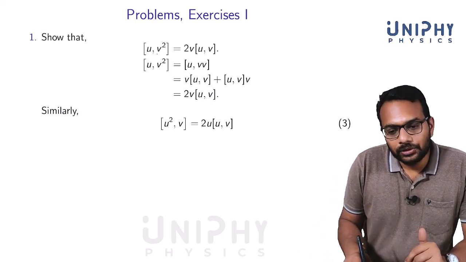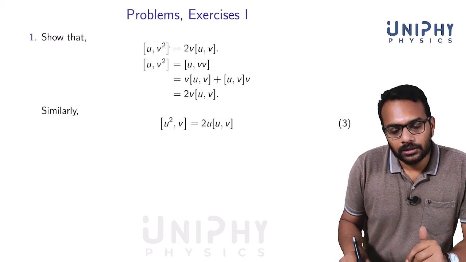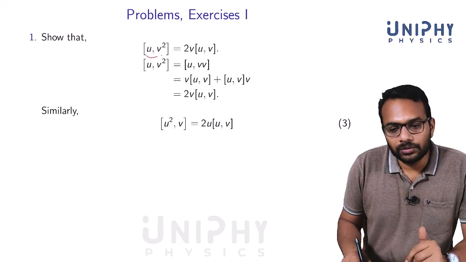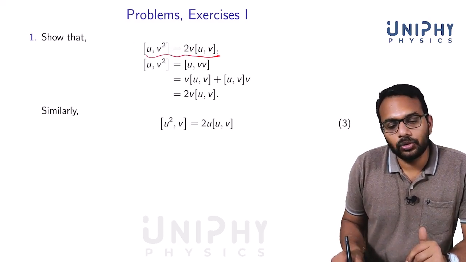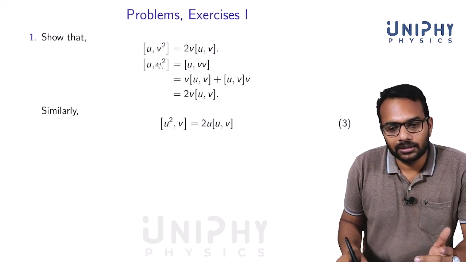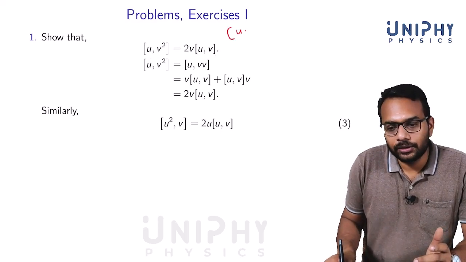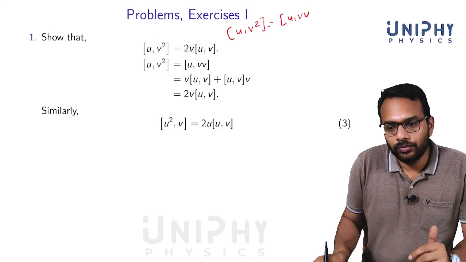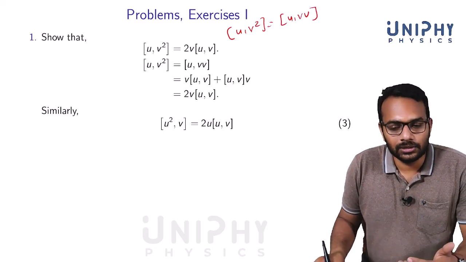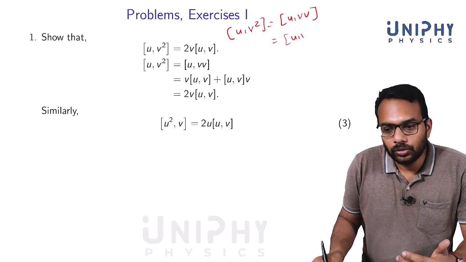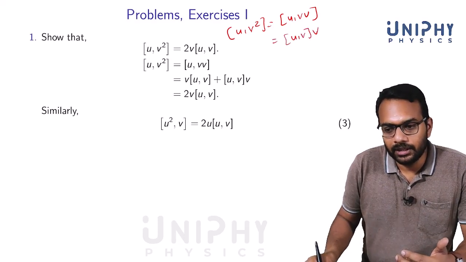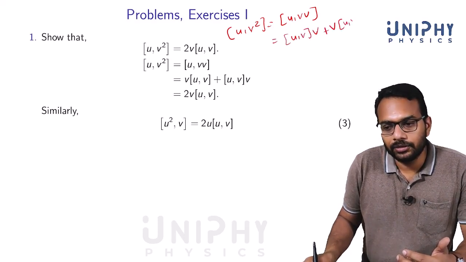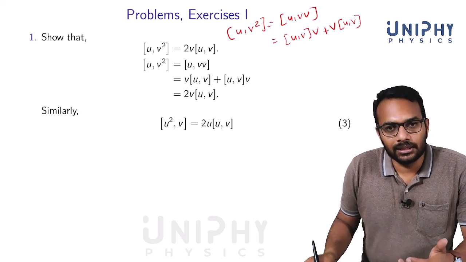Some of them will be left as exercises. So this is {u, v²}. Show that {u, v²} is 2v{u, v}. This is quite easy because we can say {u, v²} is simply {u, vv}. And now we can use the product rule. So this is {u, v} multiplied by v plus v multiplied by {u, v}. This is the result that we have seen before.